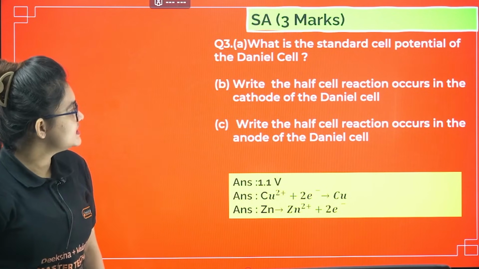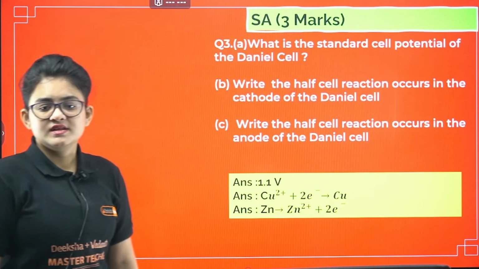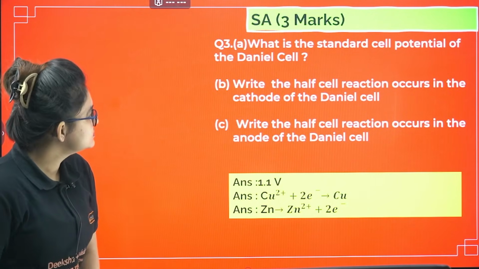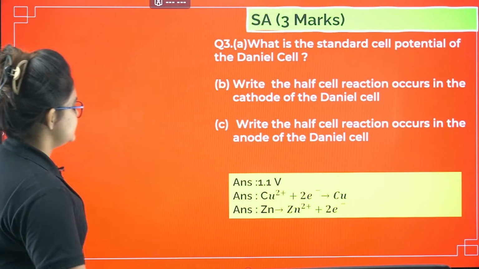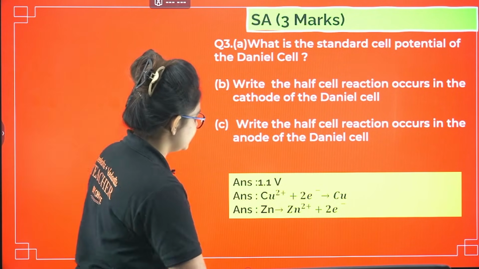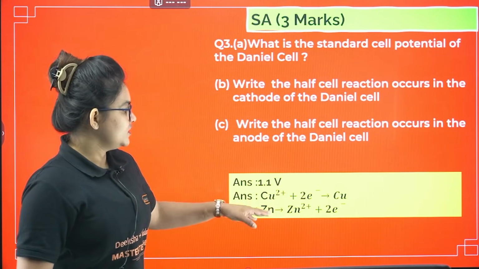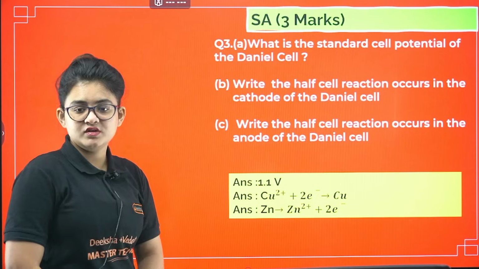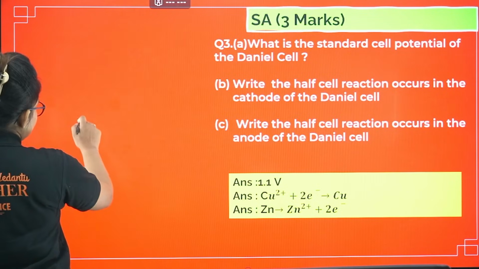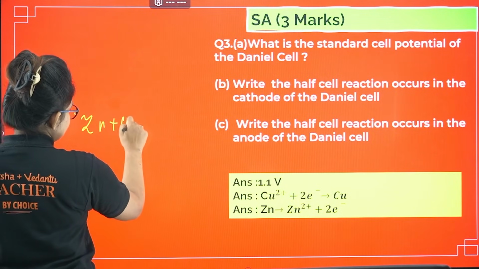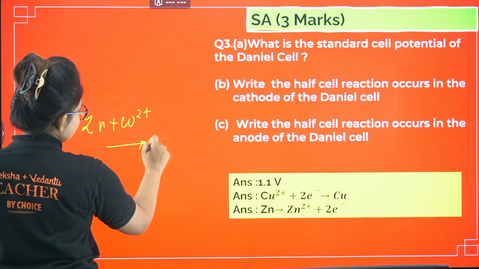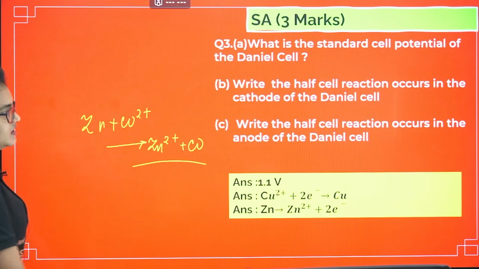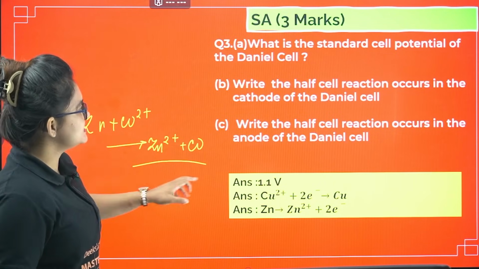Next, write the half cell reactions occurring in the Daniell cell. So anode reaction and cathode reaction that we can write. Here you can see, it's already given. Zn will be converted to Zn2+ and 2 electrons. That 2 electrons will be taken by Cu2+ and it will be converted to Cu. So overall cell reaction, Zn plus Cu2+ will be converted to Zn2+ plus Cu. That is the overall cell reaction. I guess it is clear to you.